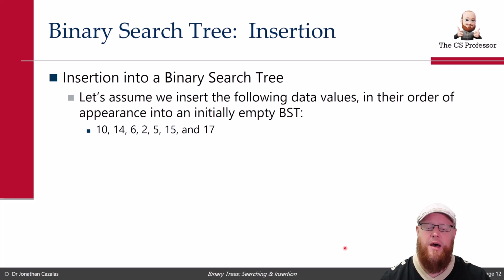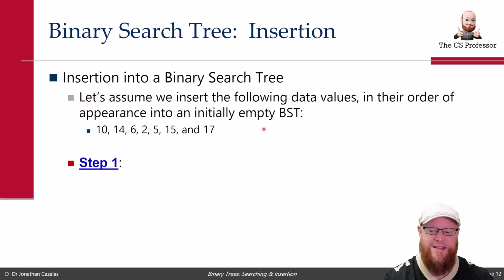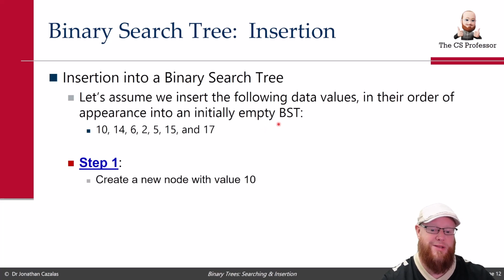So we have these data values we want to insert into a binary search tree that is initially empty. We want to insert 10, then 14, then 6, 2, 5, 15, and then 17. Step 1, the tree is empty. 10 is going to become the root, period, done.